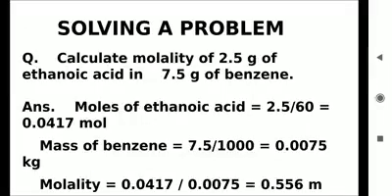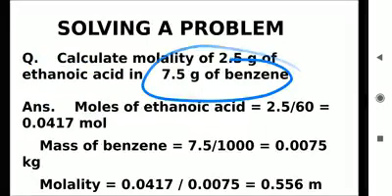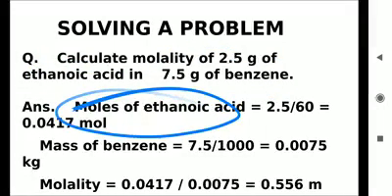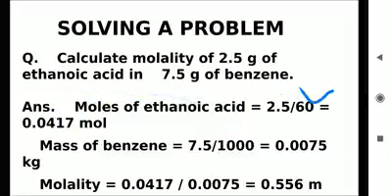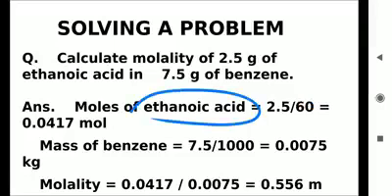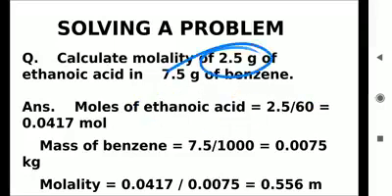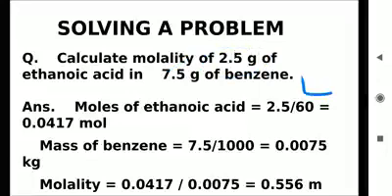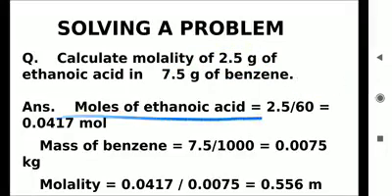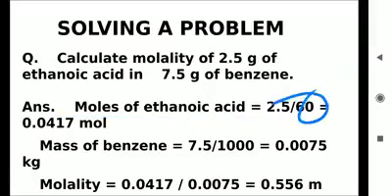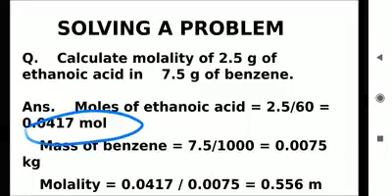Now how to solve a problem of molality? For example, a question is given: calculate the molality of 2.5 gram of ethanoic acid in 7.5 gram of benzene. First we will calculate the moles of ethanoic acid, that is moles of solute. It is equal to mass of solute upon molar mass of solute. The mass of ethanoic acid is 2.5 gram as given in the question, and the molar mass of ethanoic acid is 60. So moles of ethanoic acid will be 2.5 divided by 60, which equals 0.0417 mole.